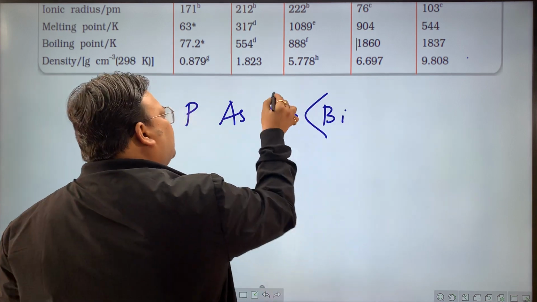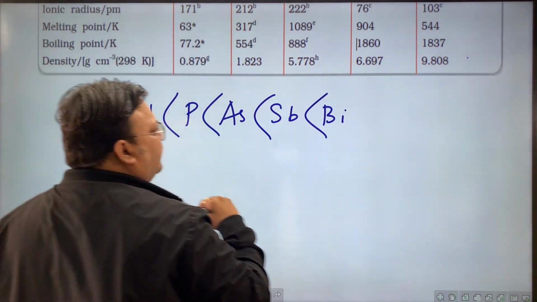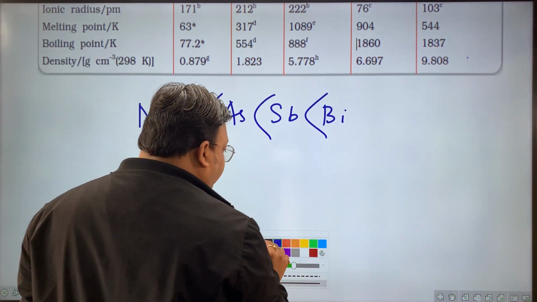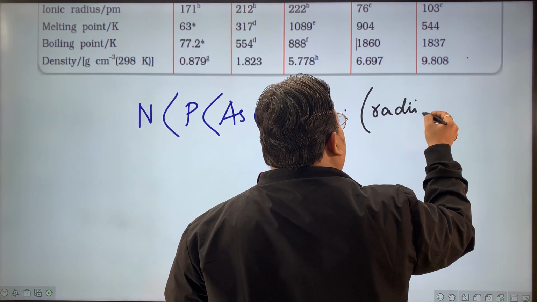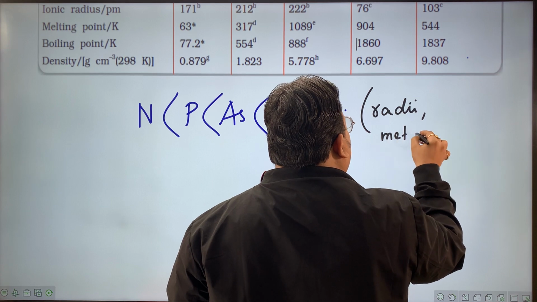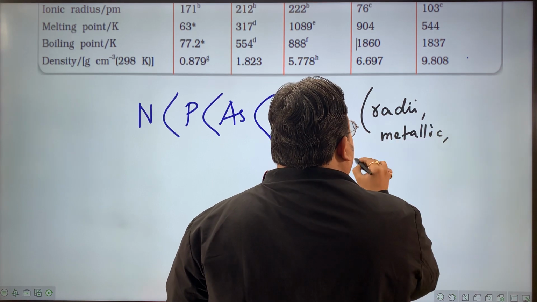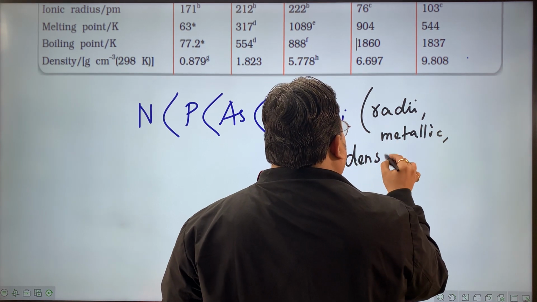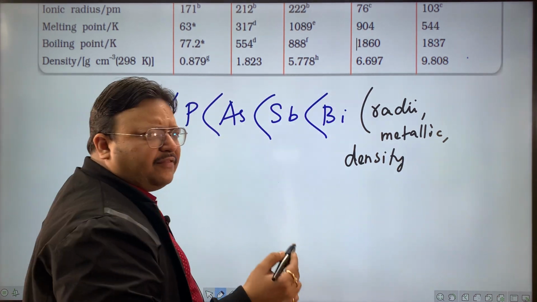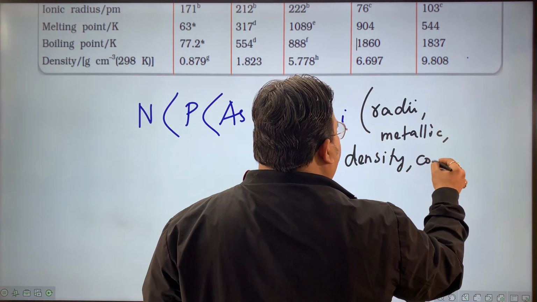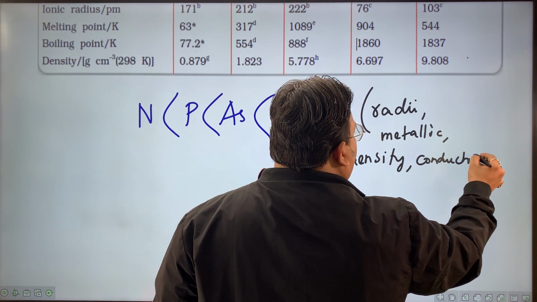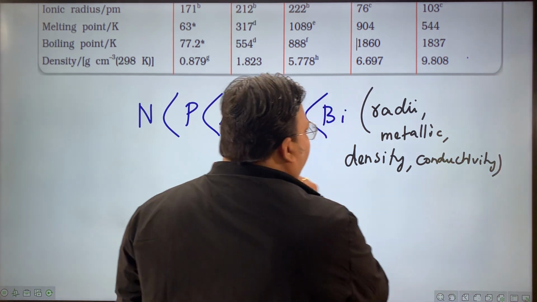Now nitrogen, phosphorus, arsenic, antimony, bismuth. Naturally this has to be the order of radii. This has to be the order of metallic nature, because down the group metallic character increases. This has to be the order of density. Non-metal becoming metal will be gas becoming solid and even denser. And with metallic character you will associate conductivity. So these are expected values.